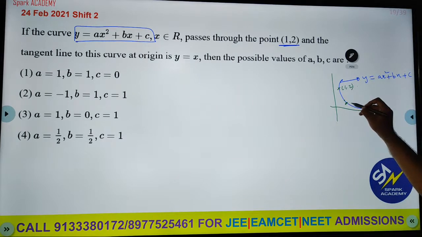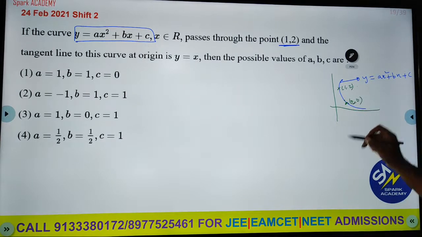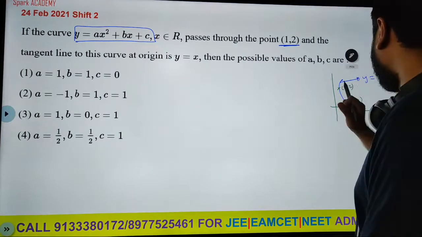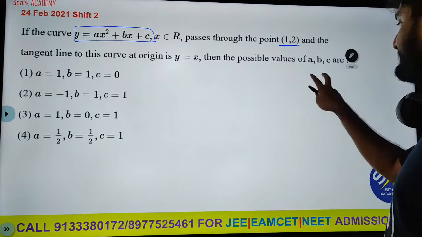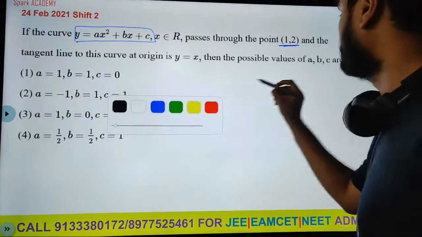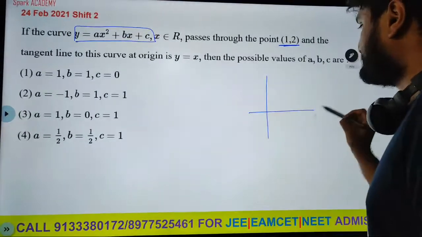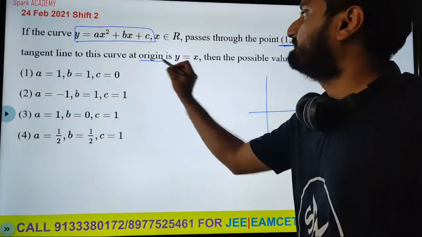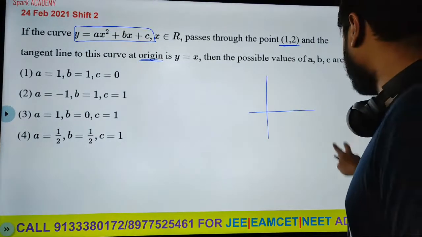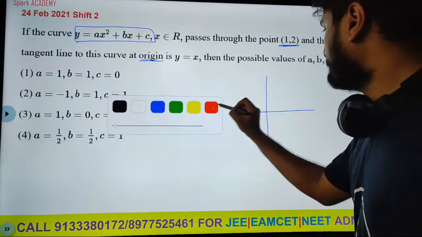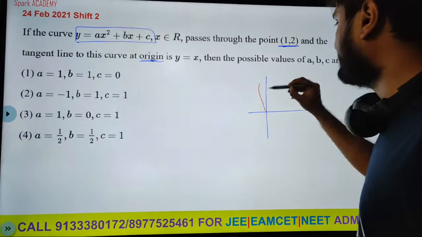So if there is the origin and a tangent line is passing through the curve, right? So the curve probably looks something like this. If this is the axis, they are saying the tangent is passing through the origin, okay? So let us have a look. Probably the curve looks something like this.